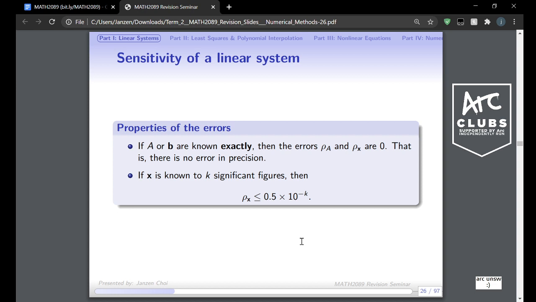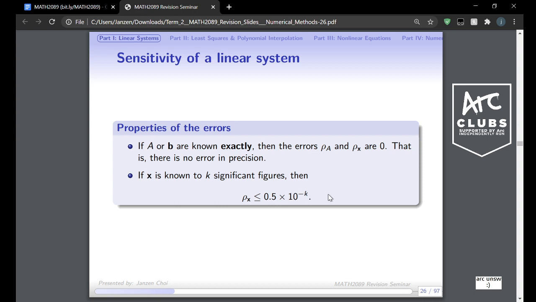If the relative errors of A and B are 0, then they are known exactly, and their values are going to be 100% accurate. If a matrix or vector is known to k significant figures, then the relative error is less than 0.5 times 10 to the power of minus k. If a matrix or vector is known to k decimal places, then their absolute value is less than 0.5 times 10 to the power of minus k.